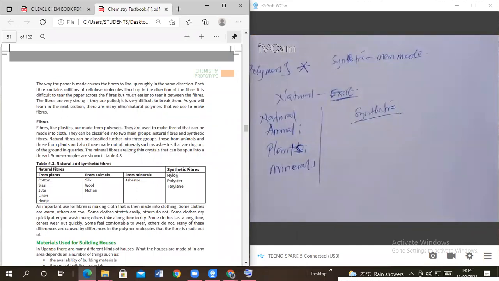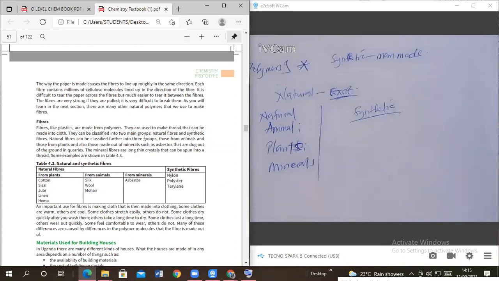For synthetic, we have examples like nylon and polyester. We know how nylon looks like, or anything made of nylon. What about the polyester material? You know what it looks like. What about silk? You know how silk looks like. Which material is made of silk? People know these materials. I've seen them. So those are some of the examples under that.